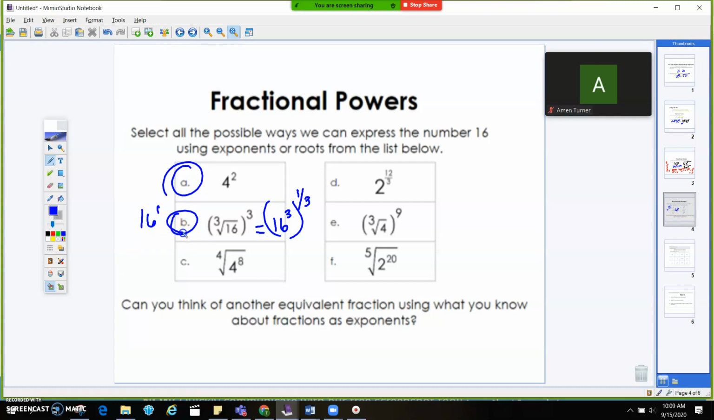Yeah. Okay. On part C, I've got 4 raised to the 8th power, and I'm raising that to the 1/4 power. Well, 8 times 1/4 is 2, or 8 divided by 4 is 2. 4 squared is going to give me 16. Okay. D, you've got 2 raised to the 12 divided by 3. 12 divided by 3 is 4, so 2 to the 4th power. Well, that's 2 times 2 times 2 times 2, which is going to give me 16.